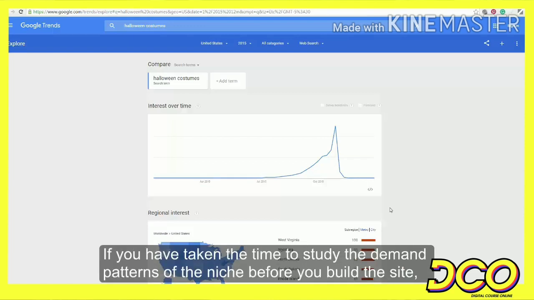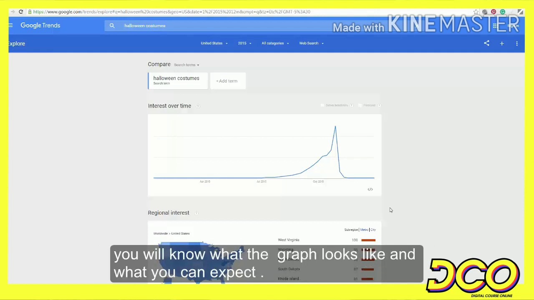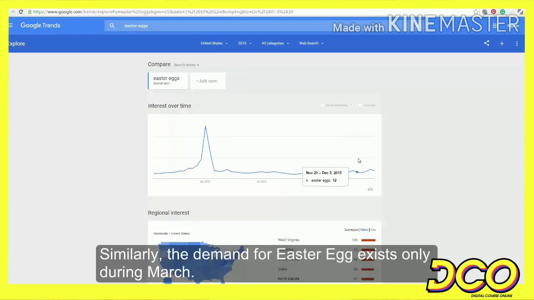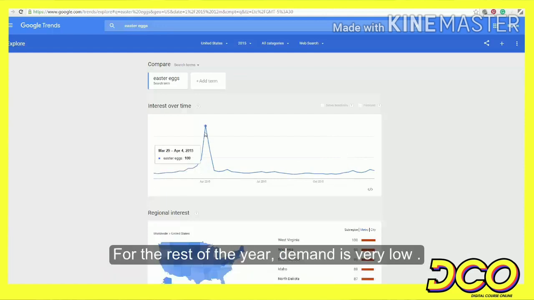If you have taken the time to study the demand patterns for a niche before you build the site, you will know what the graph looks like and what you can expect. There will be no surprises. You will be fully aware. Similarly, the demand for Easter eggs exists only during March. For the rest of the year, demand is very low.